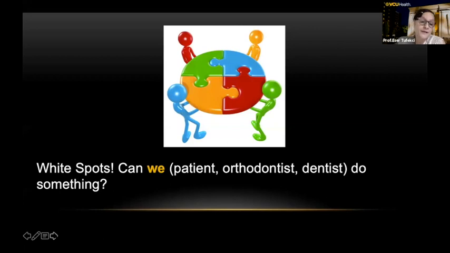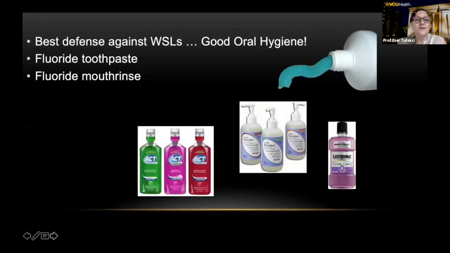So can we do anything? And when I say we, I include patient, orthodontist, and dentist. So of course we can do something. One of the best defenses against white spot lesions is good oral hygiene. And if our patients use even over-the-counter fluoride toothpaste and fluoride mouth rinse, if they do what they're supposed to do, it is effective and we can minimize the formation of these lesions.